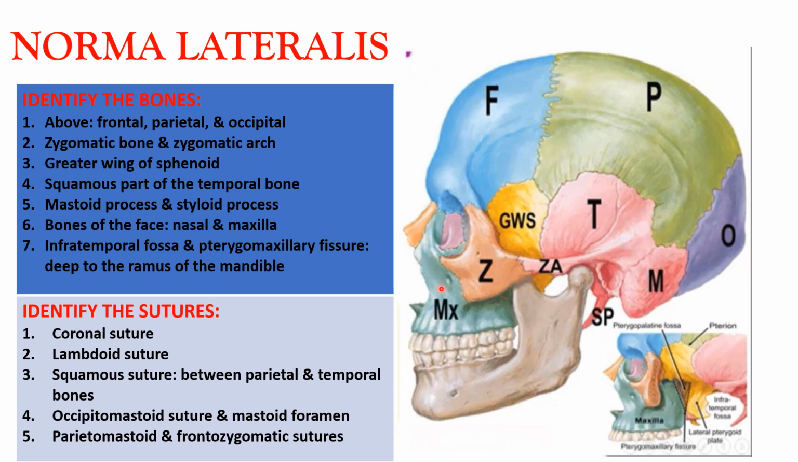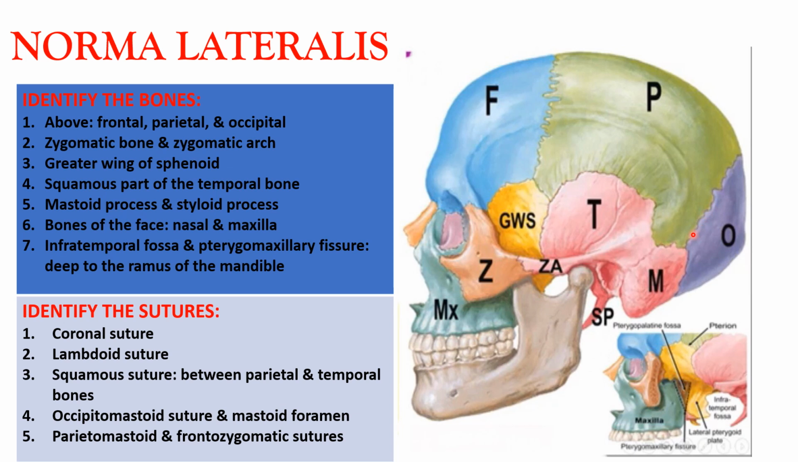All right, so now we identify the sutures. The first suture we identify is the coronal suture. Okay, this is the coronal suture. It's found between the frontal bone and the parietal bone. Then we look at the lambdoid suture. The lambdoid suture is between the parietal bone and the occipital bone. So this is the lambdoid suture.